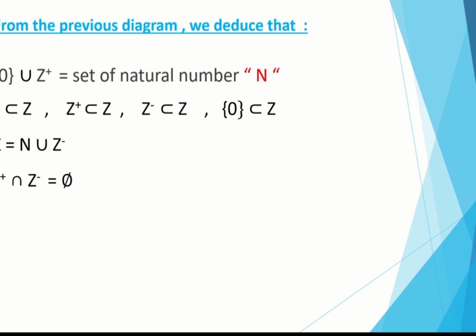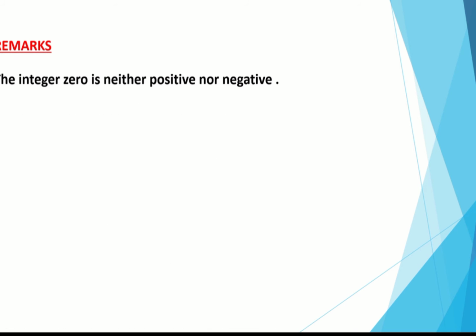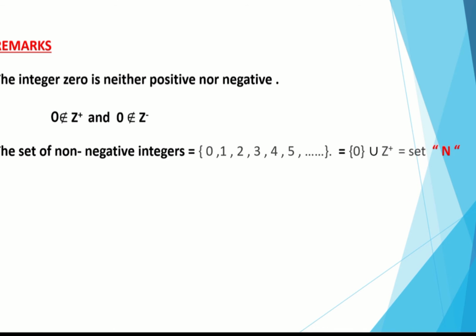Positive Z intersect negative Z equals the empty set. Z difference N equals negative Z, N difference Z equals the empty set. Remarks. The integer 0 is neither positive nor negative. 0 does not belong to Z positive and does not belong to Z negative. The set of non-negative integers equals the set of 0, 1, 2, 3, 4 and so on. It equals the set of 0 union positive Z, which equals the set of natural numbers N.